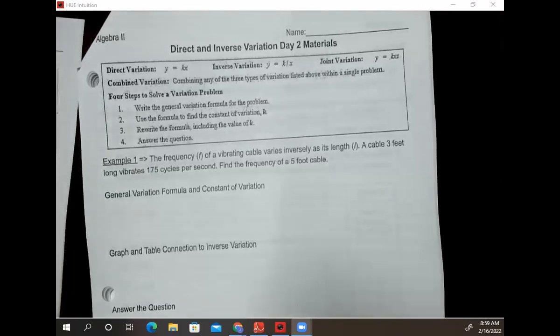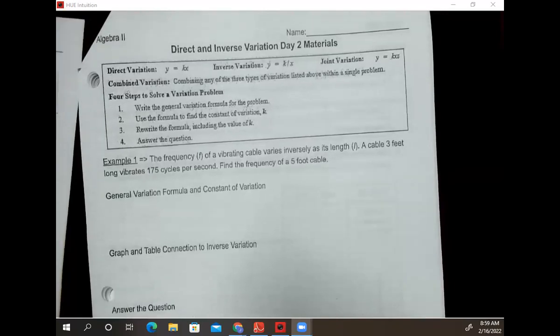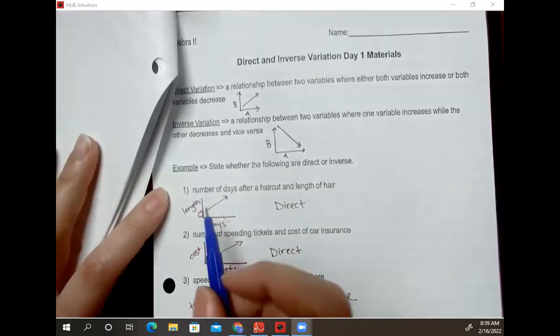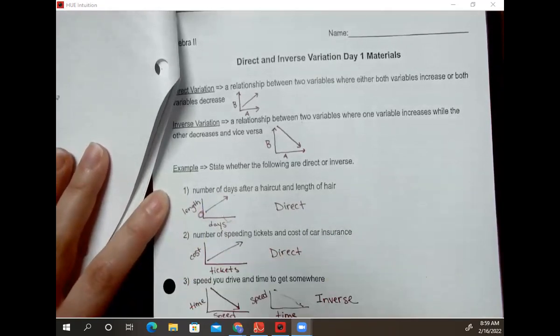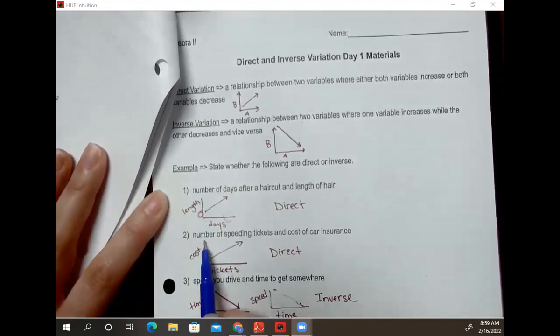Remember, the idea behind direct variation is that, again, as one thing goes up, the other thing goes up. What are some examples we looked at the other day? As it's been more days since my last haircut, my hair gets longer. As one thing goes up, the other thing goes up. Number of speeding tickets, cost of insurance. As one thing goes up, the other thing goes up.